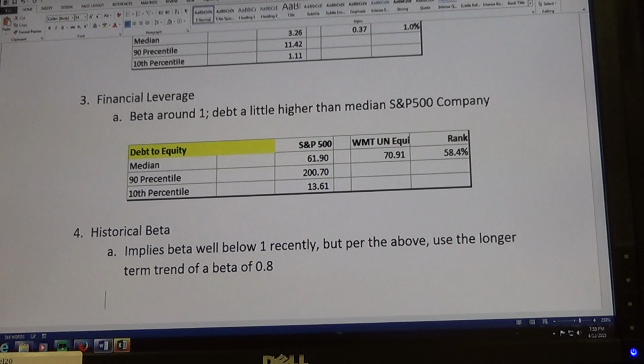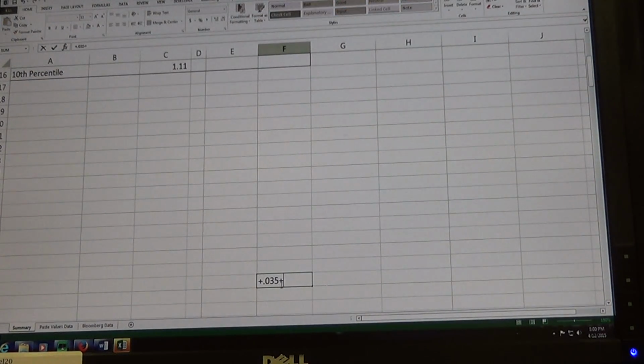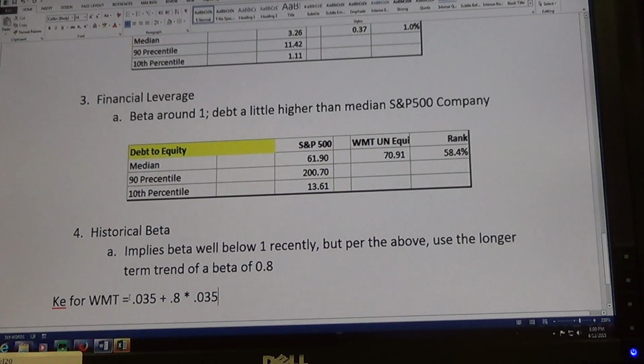And so when we do all this, we come up with a KE for Walmart. It's going to equal our risk-free rate, 3.5%, plus our beta, 0.8, times our market risk premium at 3.5%. And when we do all of that math, I'll go into Excel and calculate it. So 0.035 plus 0.8 times 0.035, and I get a discount rate of 6.3%.